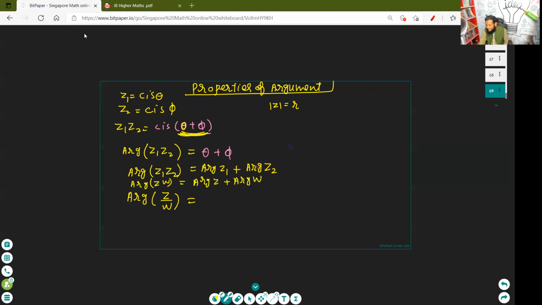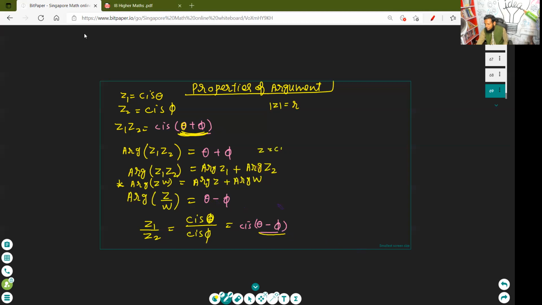It will be the same. In the last lesson we did the multiplication. What is z1 by z2? It is cis theta minus phi. What will be the resultant? Cis theta minus phi. What is the argument? This one, theta minus phi. Right, theta minus phi.